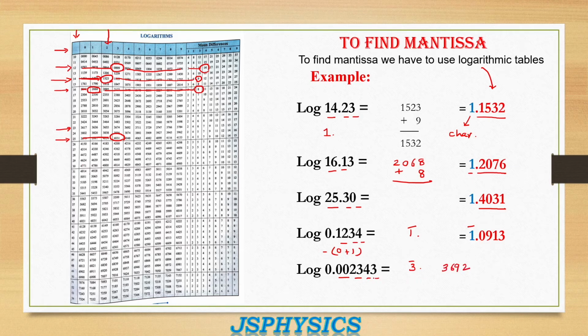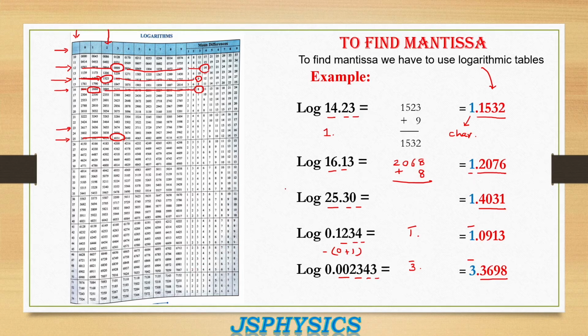And then if we go in the same row under the column of mean difference of 3, the number written is 6. So that gives me the answer of 3698. So the log of this number becomes bar 3.3698, right? So this is the characteristic and this part is the mantissa. In short, to find the mantissa in log tables, we have to divide the number into three groups. First two digits together, then one digit and then one digit.